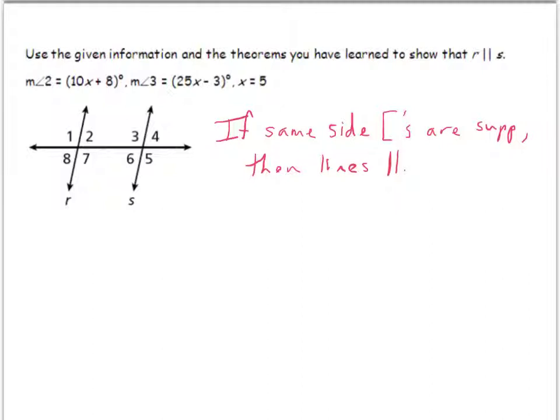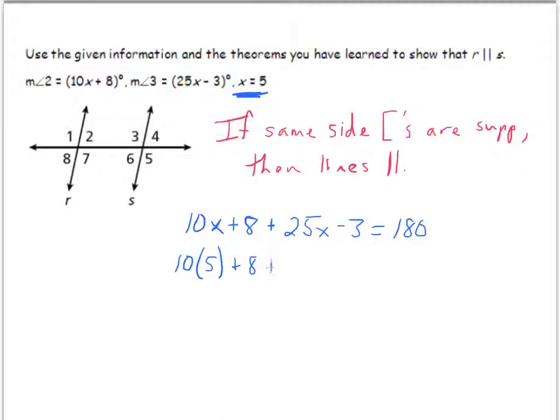Now, for them to be supplementary, we're going to have to add them and set them equal to 180. So we've got them written down: 10x plus 8 plus 25x minus 3 equals 180. Now, the best thing about this problem is they even give us what x equals. So if we take that x and plug it in, we're going to be trying to prove that this is a true statement. So I plugged the 5 in for every x.